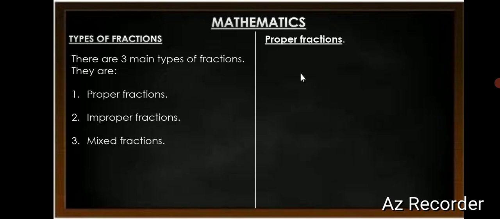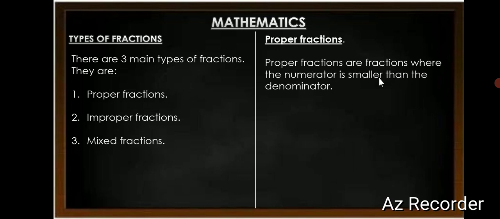What are proper fractions? Proper fractions are fractions where the numerator is smaller than the denominator. In this case, we have 3, which is smaller than 7. So this is a proper fraction. We have the next example, which is 5 over 9. It's a proper fraction because the numerator is smaller than the denominator. And the last example, 53 over 99, is a proper fraction.